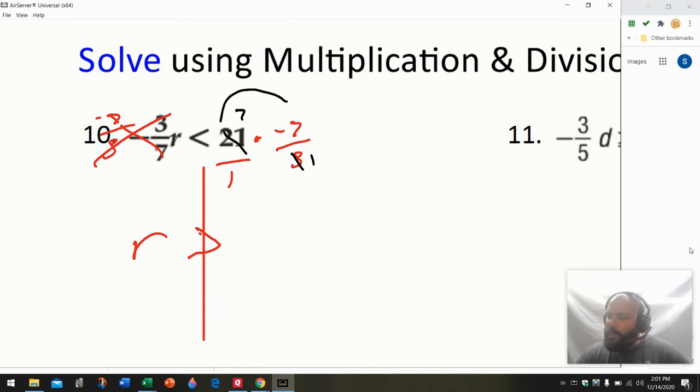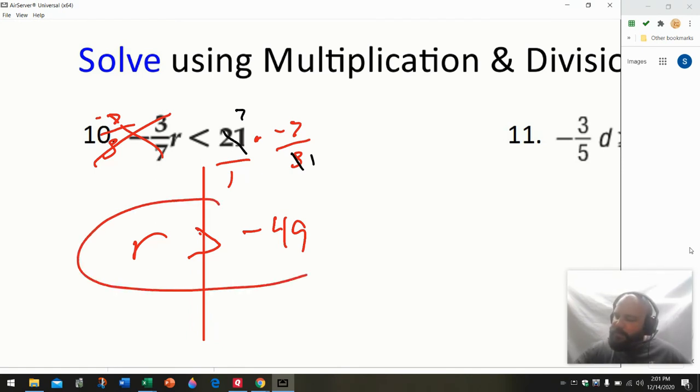And then you can multiply across the top. So 7 times -7 is going to be -49. And on the bottom, you just have 1 times 1, which is 1. So there's no need to even write that. And so your final answer is R is greater than -49.